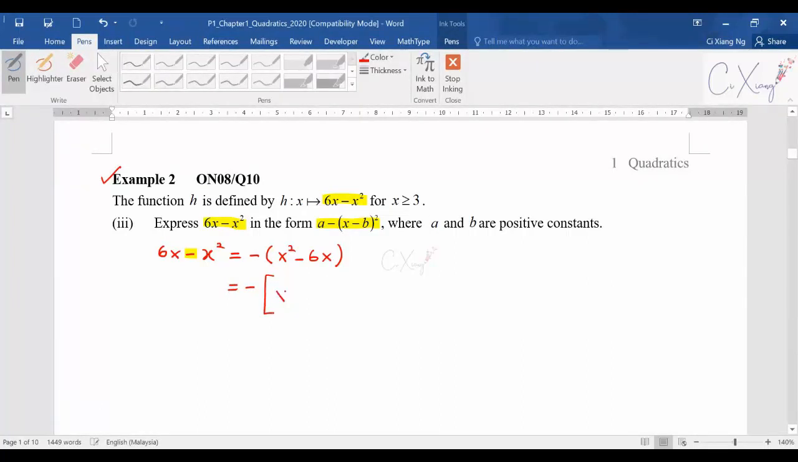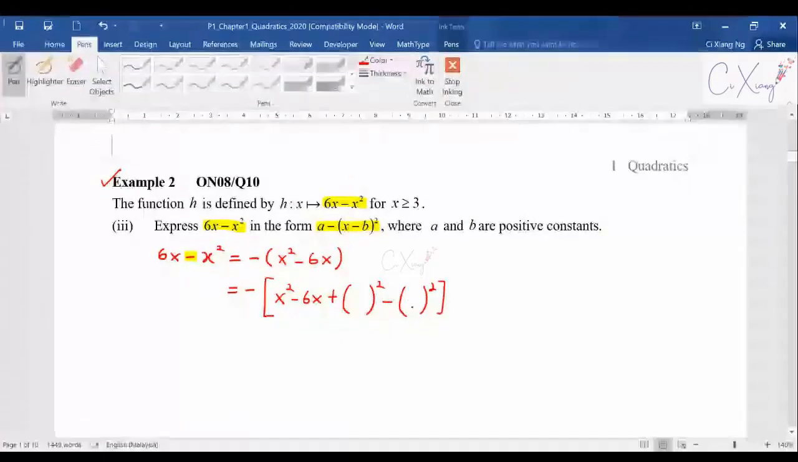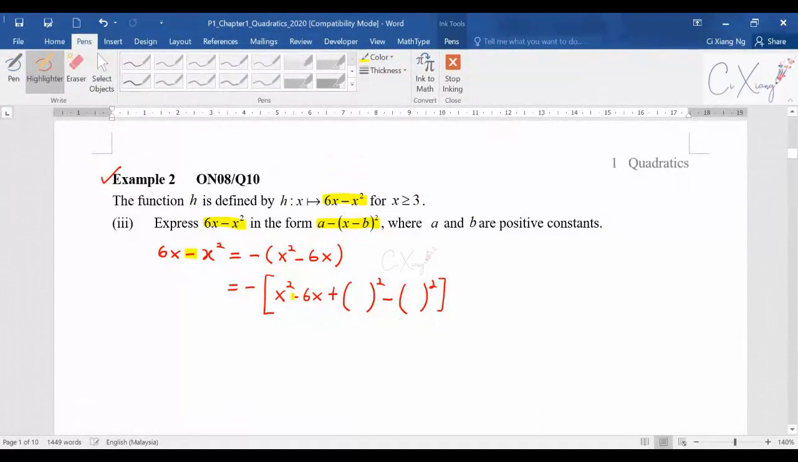So how do you complete the square? This is x squared minus 6x. You need to have plus something squared and then minus something squared. The something squared here, the thing inside the bracket, are actually the same. So what is the value that I should put in? You need to look at the coefficient of x. The coefficient of x is negative 6, right? Divided by 2 means that it is negative 3. So this one is also the same, it will be negative 3.